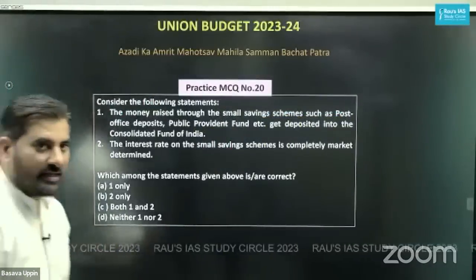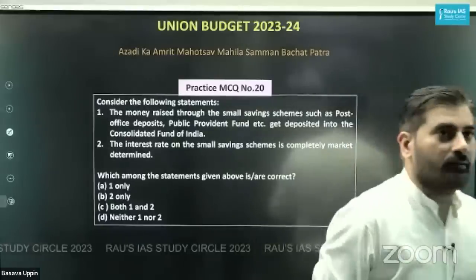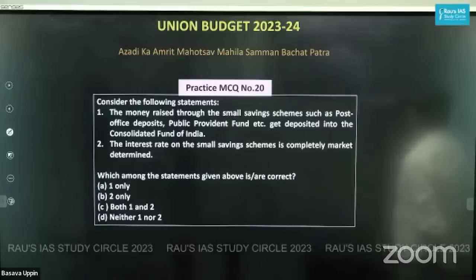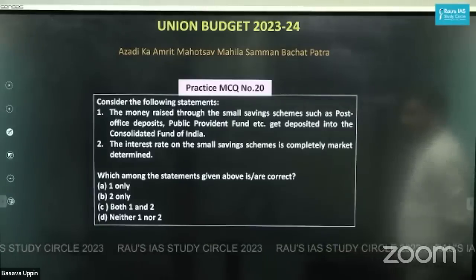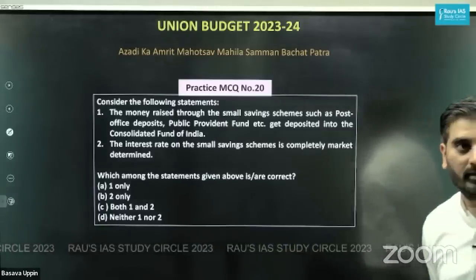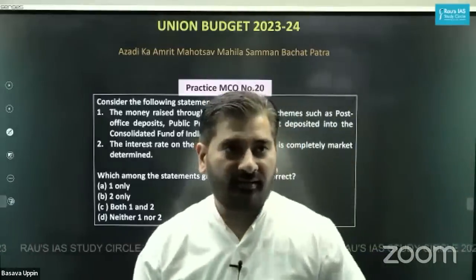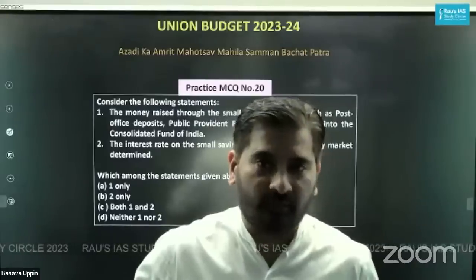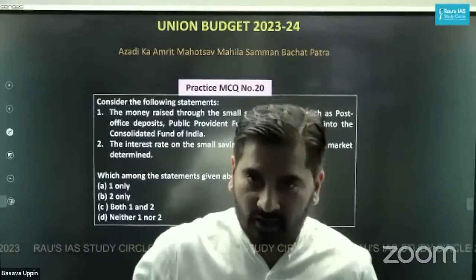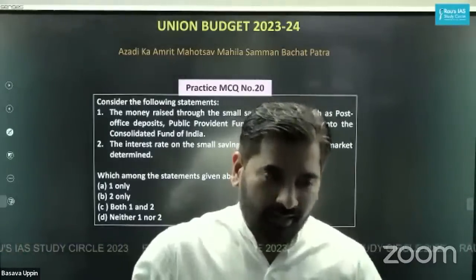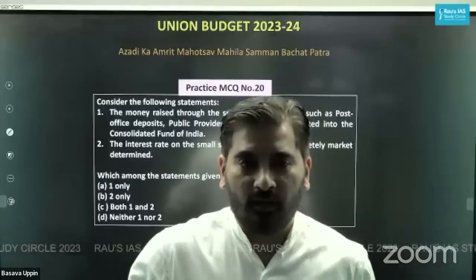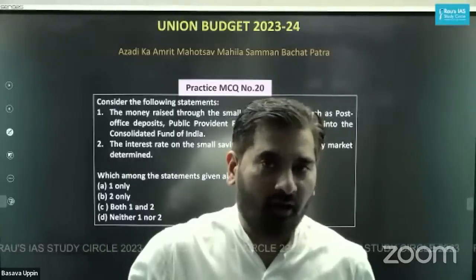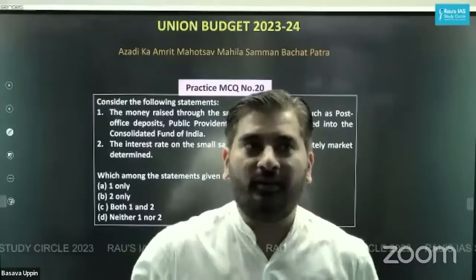Okay, now coming to the last component under the financial sector, it is Azadi Ka Amrit Mahotsav Mahila Samman Bachat Patra. So what is this Mahila Samman Bachat Patra? It's a new small savings scheme which the finance minister has announced in this year's budget. Under this scheme, we can make a deposit in the name of a woman or a girl child of up to rupees 2 lakh.